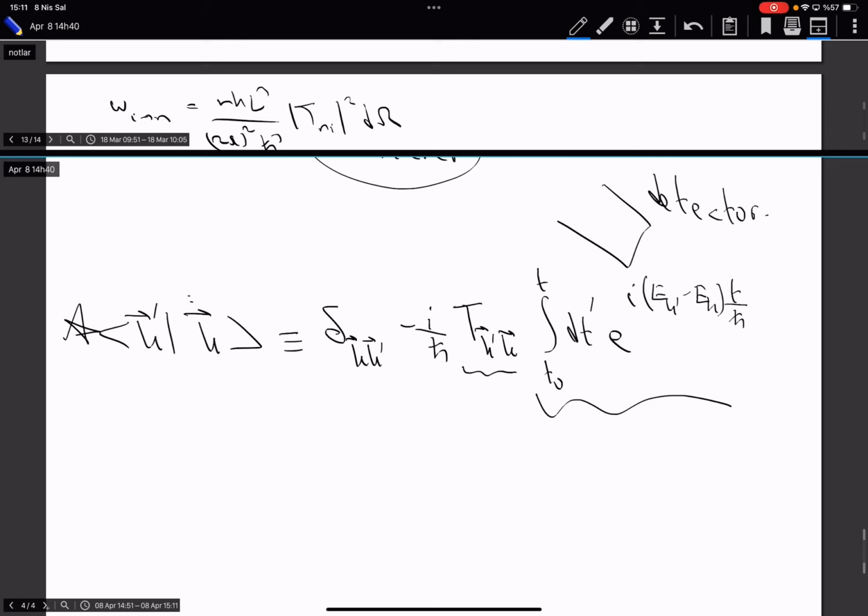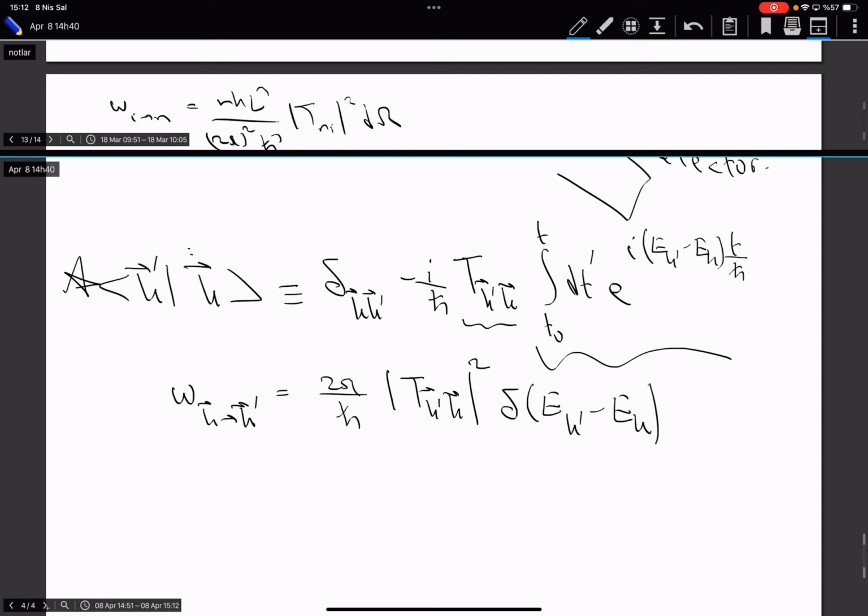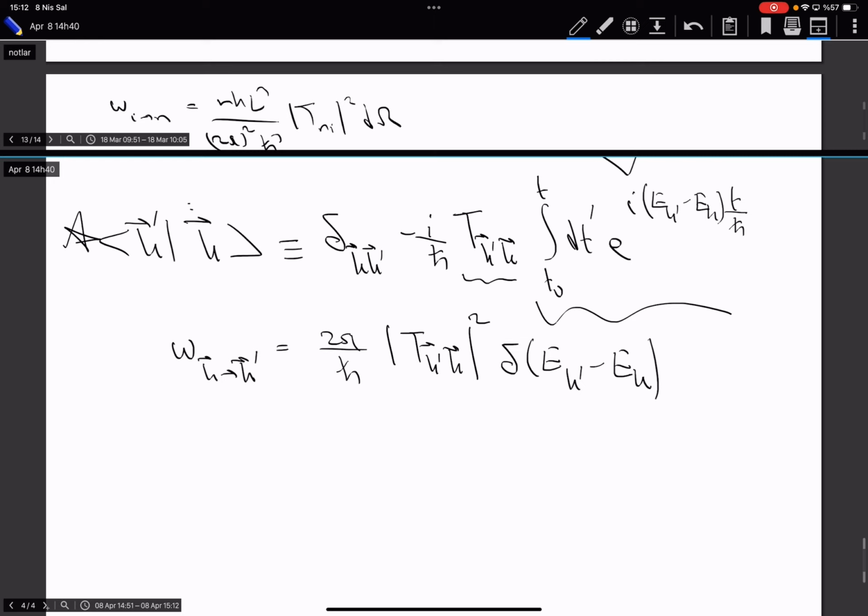Now the transition rate, I already know what the transition rate is. This will be 2 pi over h bar, squared, and then we have the energy conservation. This I already know. Now I can write the cross-section. But I know the transition rate. Remember, the cross-section is the transition rate per incident flux. What is the incident flux?